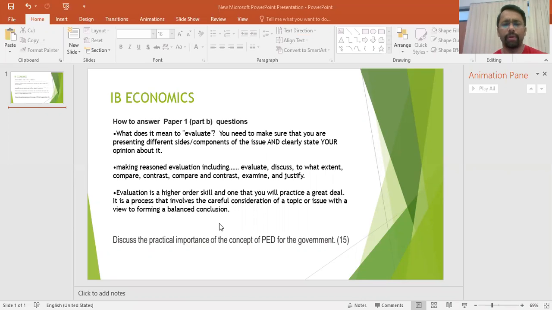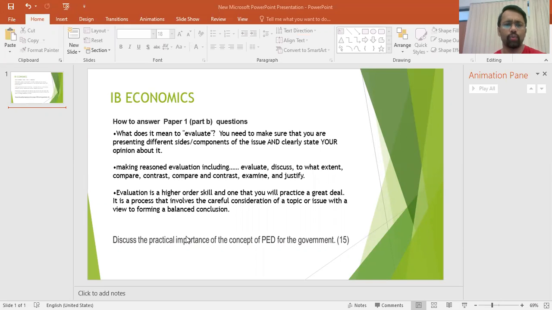In paper 1 you will have two questions, A bit for 10 marks and B bit for 15 marks. The duration of the paper is 1 hour 15 minutes. First, for 10 marks, you can spend half an hour, and for 15 marks, 45 minutes.